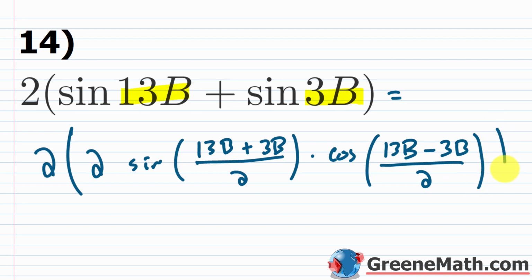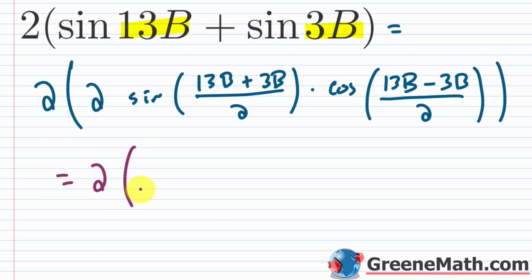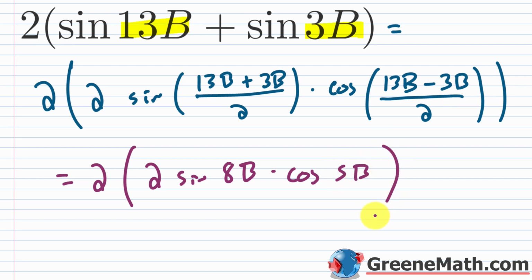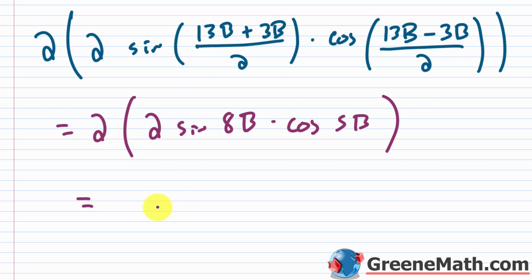Let me close this down and close this down. So let me go 2 times, you have 2 times the sine of 13 plus 3 is 16. 16 divided by 2 is 8. So this is just 8b. Let me drop these parentheses here. And then times the cosine of 13 minus 3 is 10. So this would be 10b over 2. And 10 divided by 2 is 5. So this is the cosine of 5b. And to finish this up, 2 times 2 would be 4. So this is 4 times the sine of 8b times the cosine of 5b.